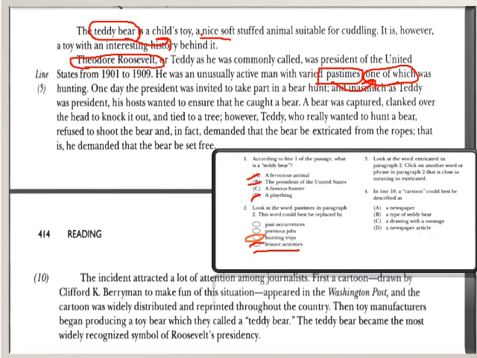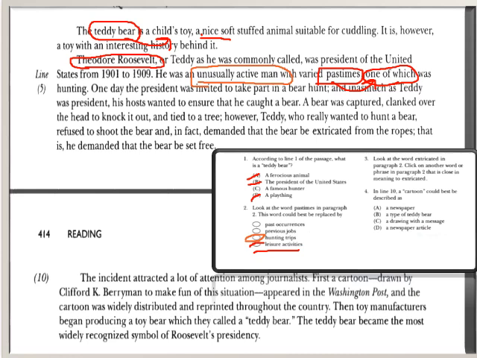So pastimes means leisure activities, something we do in our free time. So it is an activity that we do in our free time. And also we have here, he was an unusually active man, so he has many activities to do. So hunting is one of these activities he did.